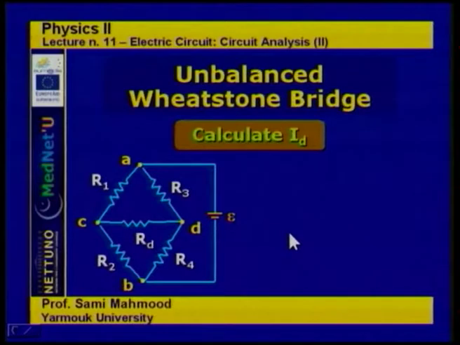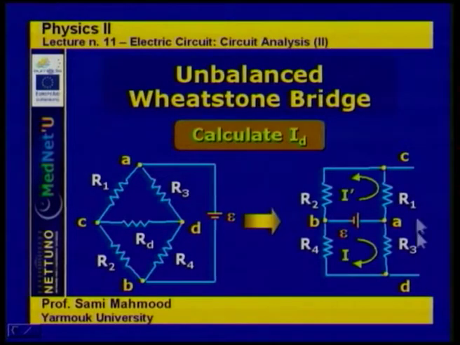If we want to use Thevenin's theorem for simplicity, we take the points C and D as the free ends, and the remaining components will be our network. So C and D are the free ends, and all the remaining components, R1, R2, R3 and R4, together with epsilon, are all included in the box, for which we will try to find the Thevenin's equivalents.